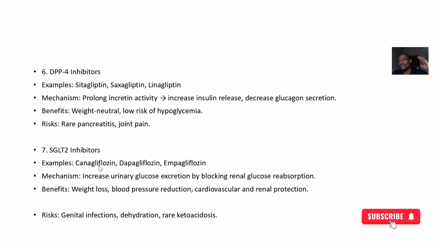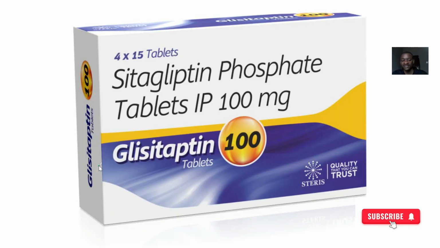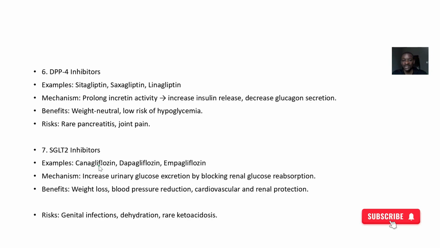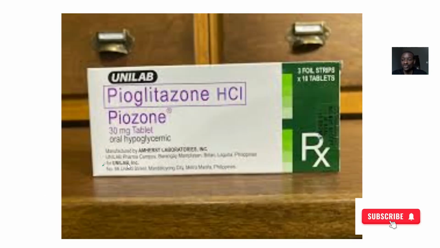So once glucose gets into the renal route, it has to be put out. Do you understand? So you could say that they are almost acting like diuretics. This is Sitagliptin, right? This is Pioglitazone.